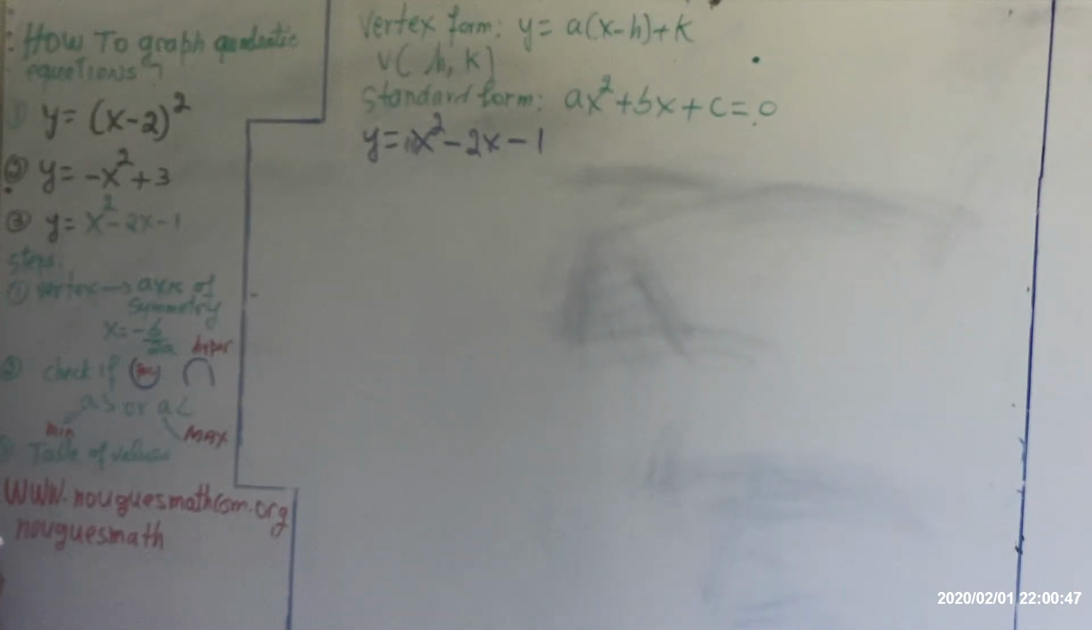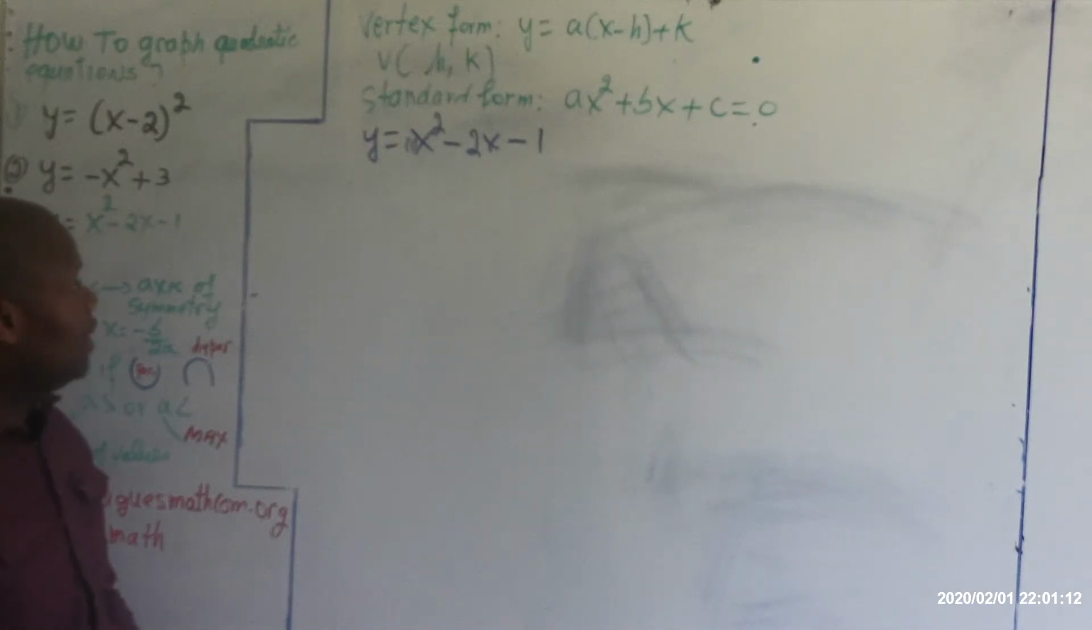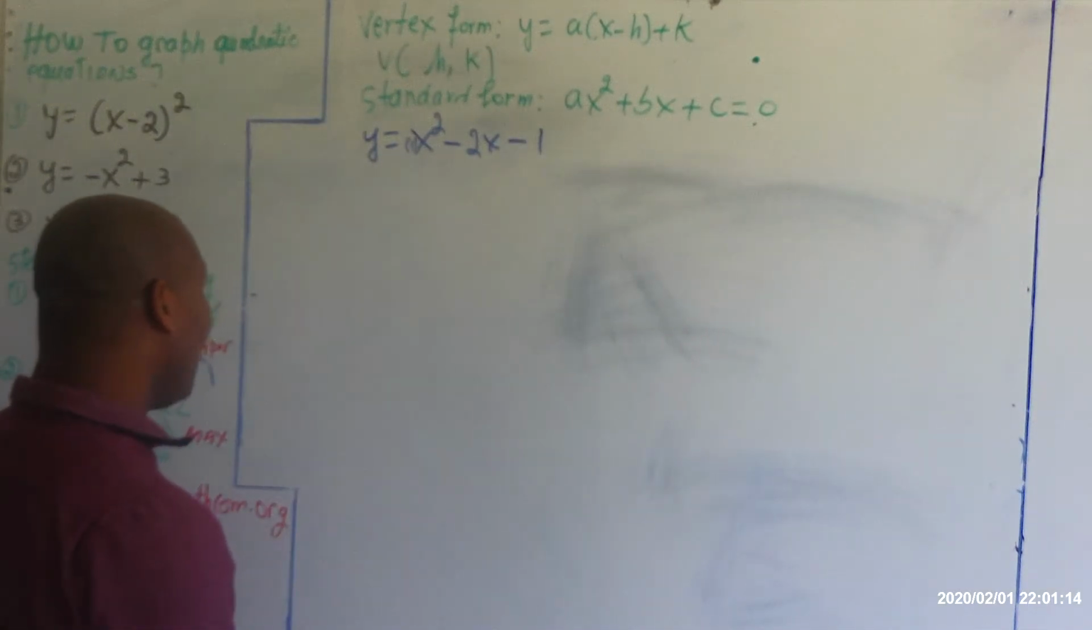So the third step is making a table of values. You need more points. In order to get more points, you need to draw a table of values. If you follow those three steps, I'm sure you will know how to graph a quadratic equation in standard form. Okay? Let's do this example.